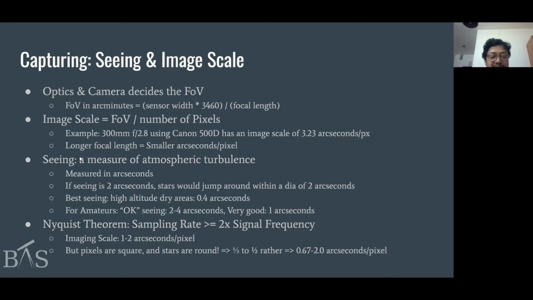Understand that we are imaging from Earth, which has an atmosphere around us. We're not imaging from outside the atmosphere. We are imaging from within the atmosphere, on the ground. And seeing is also measured in arc seconds. How it is measured, you'll find the details are very technical actually. Essentially, if seeing is, let's say, 2 arc seconds, it means the star would jump around within a 2 arc second field.